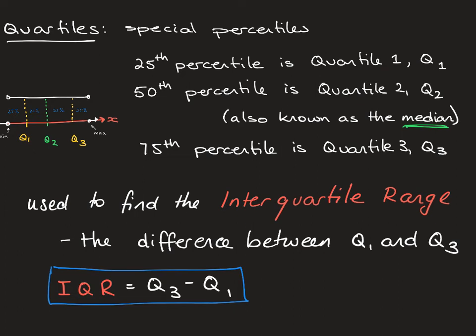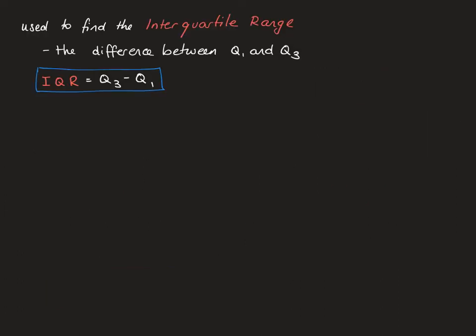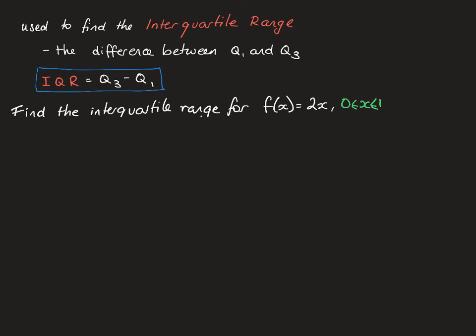So let's have a go at doing that. I'll leave the definition of the interquartile range up here at the top. Let's look at a question. Find the interquartile range for the function f of x is equal to 2x when x is between 0 and 1, and it should also say 0 elsewhere to make it a probability density curve.